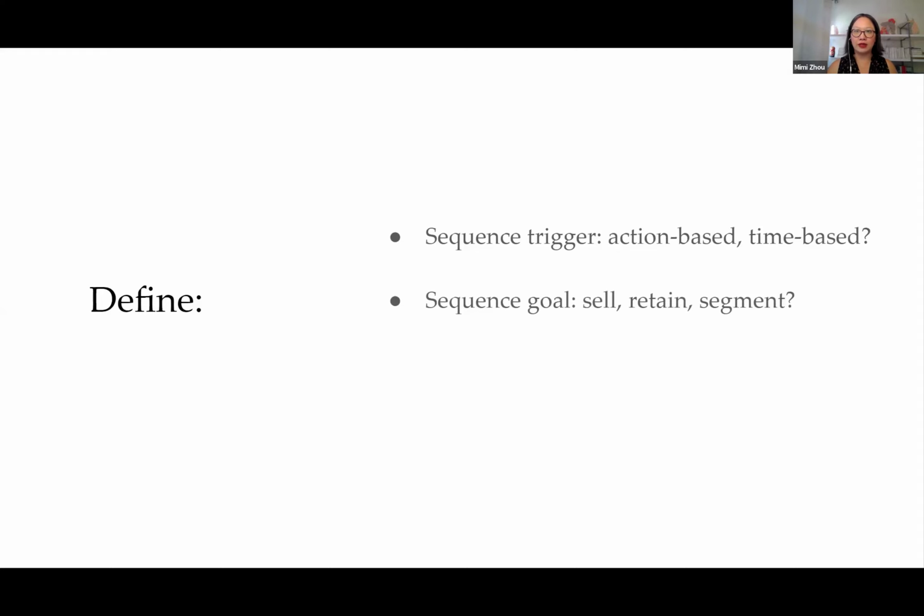What is the goal of the sequence? Is it to sell something? Is it to retain interest? Or is it to segment your list? Segmentation is where you are breaking your list into 2 parts so that you can land more relevant information in front of each of the populations that you're emailing, which would really help you with retention. If people are getting stuff that they're interested in, they're more likely to stay on your list.